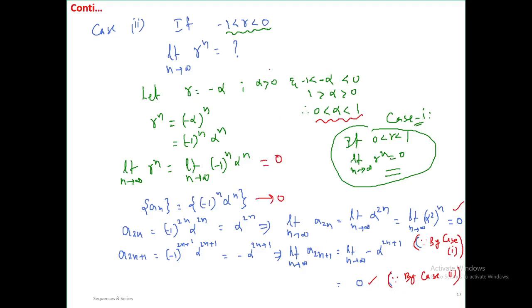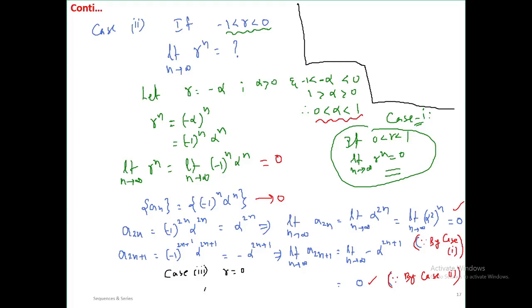For r from minus 1 to 0, I also proved it is 0. Now the last case, case 3. What I need to prove is for r equal to 0, and then the proof will be over. So r from 0 to 1 I proved, minus 1 to 0 I proved, next r is 0. At 0 it is not yet proved. Now let us prove r is 0.